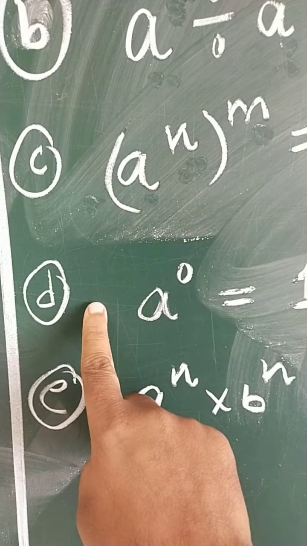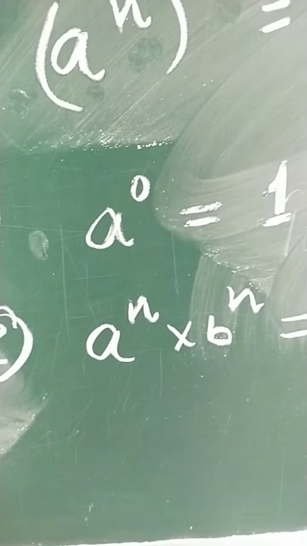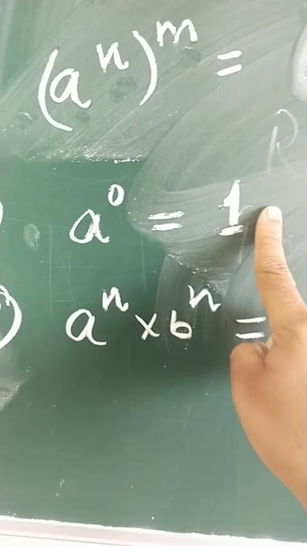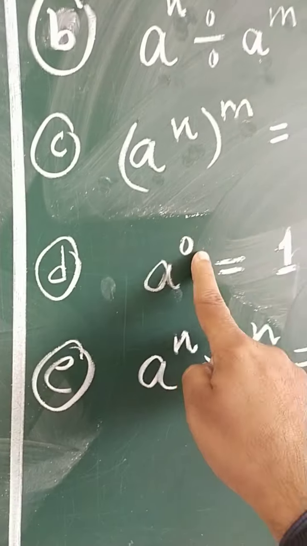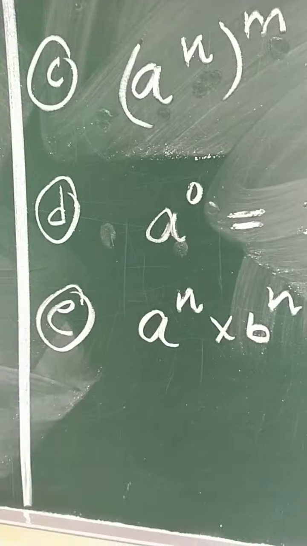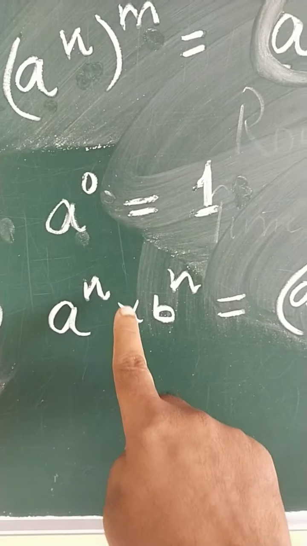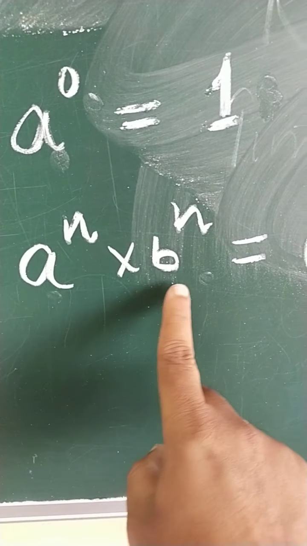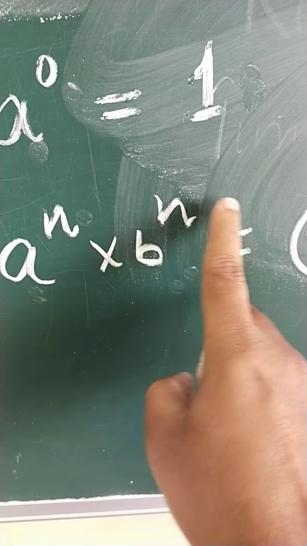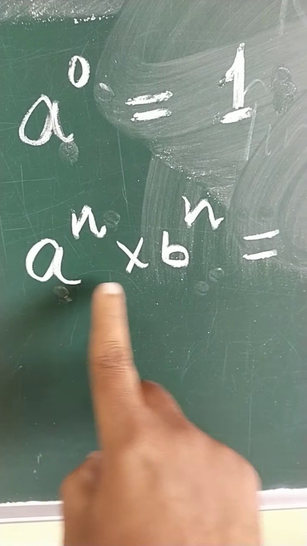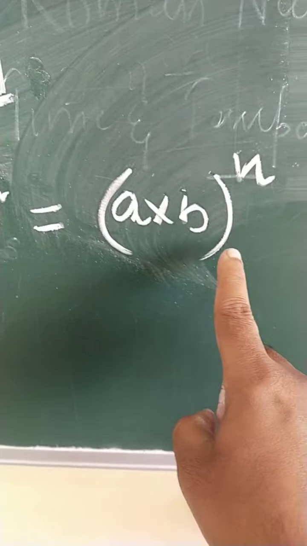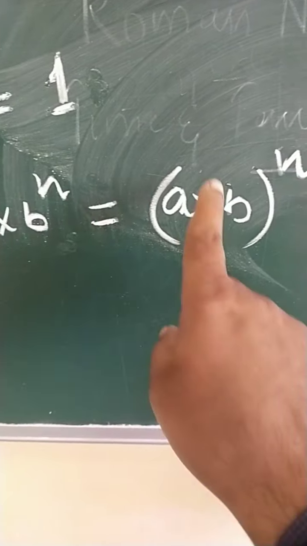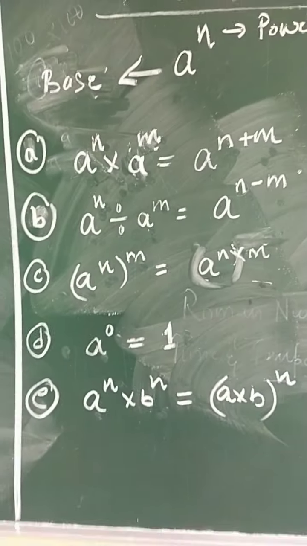Now the fourth law is a to the power 0. Anything to the power 0 is always considered as 1. Remember this. Anything to the power 0 would always be considered as 1. And number 5, a to the power n into b to the power n. Now what you observe is that the bases are different, but the powers are same. How to write this? You will put these bases inside a bracket and make this power the common one. So a into b, to the power n. So these are some of the very important laws.